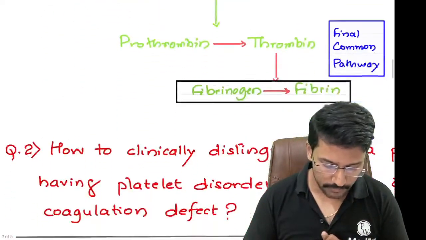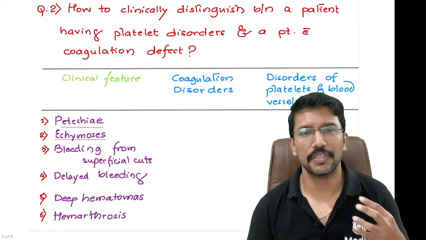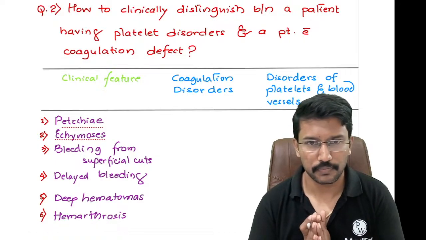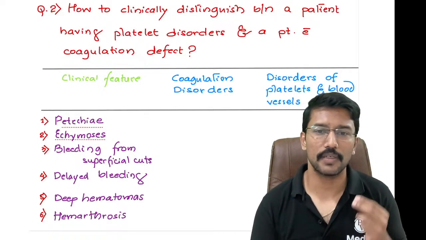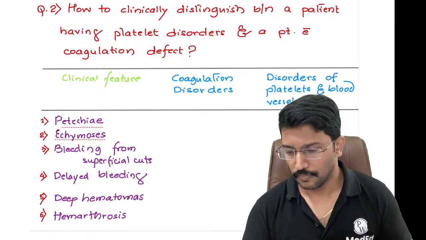So what I will do is give you a small table which helps you to distinguish between a patient having platelet disorder and a patient having coagulation defect. Okay, so there are 6 parameters that we will look into. The first one is the presence of petechiae. Now, what do you mean by petechiae?